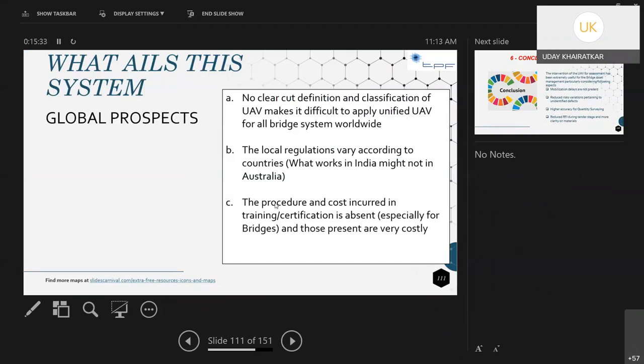The local regulations vary according to the countries. What works in India might not work in Australia. Even within the country, different states have different rules and regulations. Especially if you're flying the drone over, say, a defense area, you have to take a lot of permissions. Sometimes even permission is not granted. There are some stretches in Ambala and Jalandhar where there were defense establishments, and they didn't permit us at all to fly the drone. So in such locations, a total length of around 15 kilometers, we did the survey by using a total station.